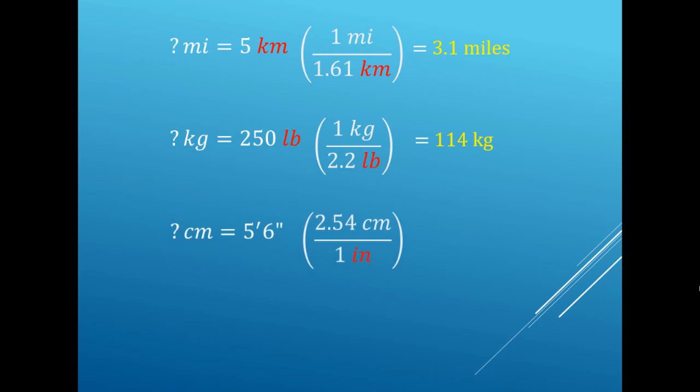Okay, now this one was a little bit tricky because 5 feet 6 inches actually has 2 units in it. We know that 1 inch is equal to 2.54 centimeters. So what we can do is we can convert that 5 feet 6 inches into inches. We know that there's 12 inches in a foot and there's 5 feet. So we have 12 times 5 is 60 plus our extra 6 inches. So we have 66 inches times 2.54 centimeters gives us 168 centimeters.